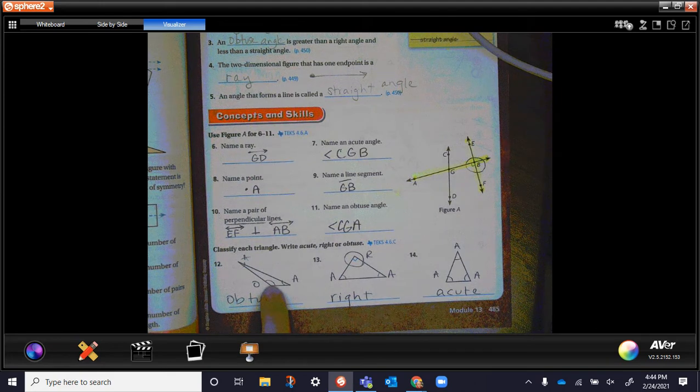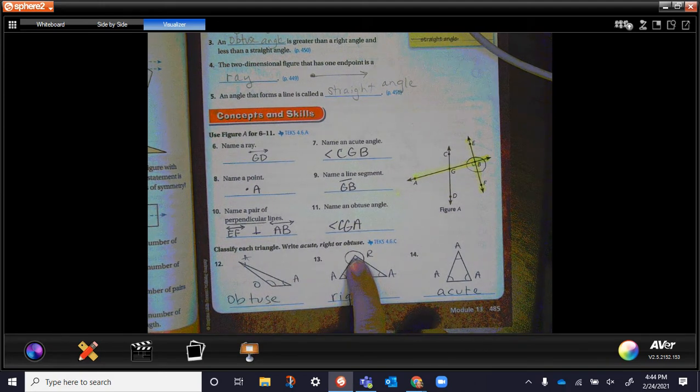Then we found the angles on the bottom and classified those. If you see an obtuse angle, you have an obtuse triangle. If you see a right angle, you have a right triangle. If all are acute, then you have an acute triangle.